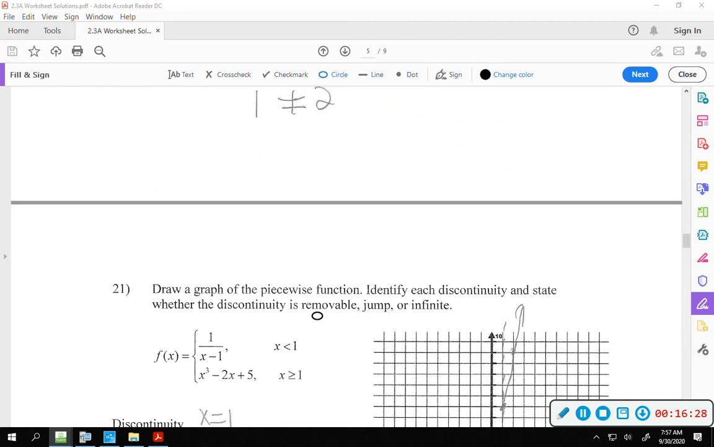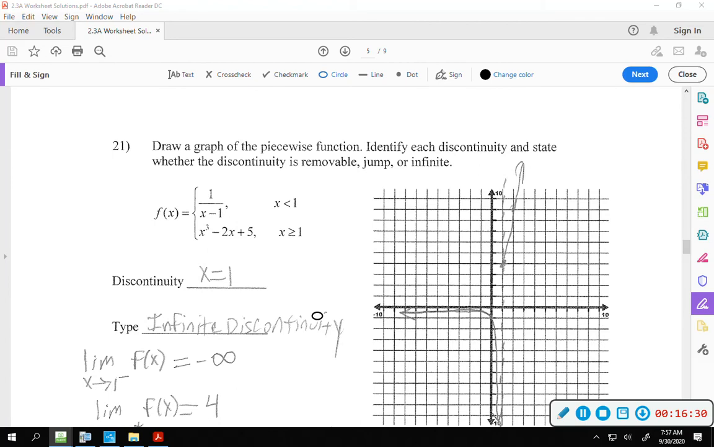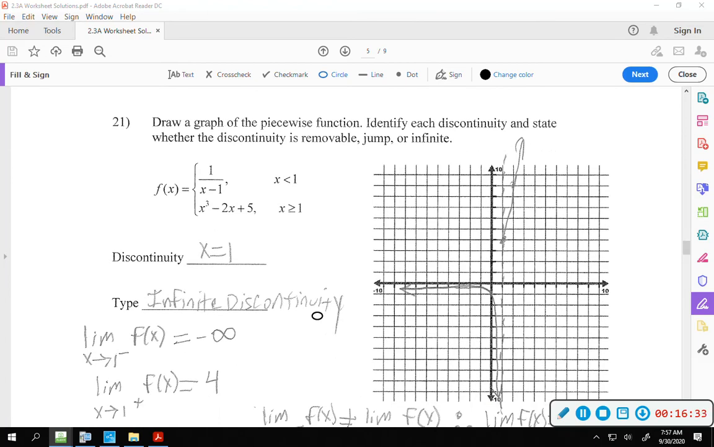21. Draw a graph of this. This is kind of a unique one, and it does present an interesting situation in that this is a rational function. It has a vertical asymptote at x equals 1. It has a horizontal asymptote at y equals 0. If you plug 0 into this function, you get out -1.